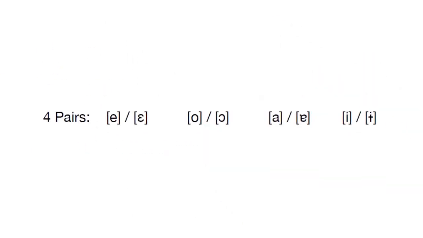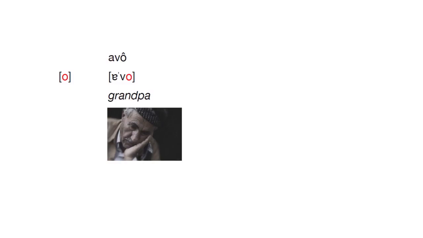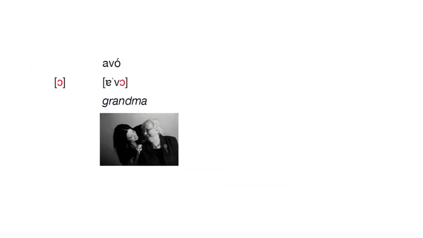Then we talked about 4 pairs of similar sounding vowels. E and E, O and O, A and I and U. The first was E as in selo, selo, which had a tongue position in between E and E. Then we did O as in avô, which was similar to the first vowel in O as in no. You just stay on the beginning O part. No, O, O, O. Then came O as in avó, which had a lower tongue position and more relaxed lips.